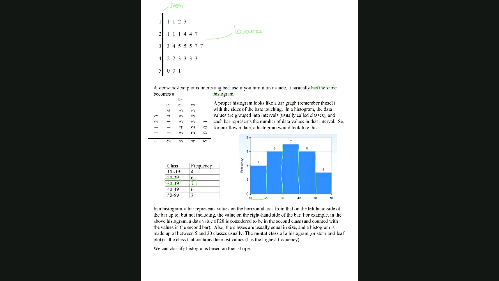Sorry, I'm getting an email and it's popping up on my screen, it's distracting me. So for our group of data, or our data values, the modal class is 30 to 39.